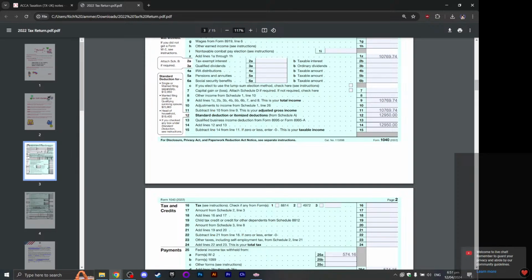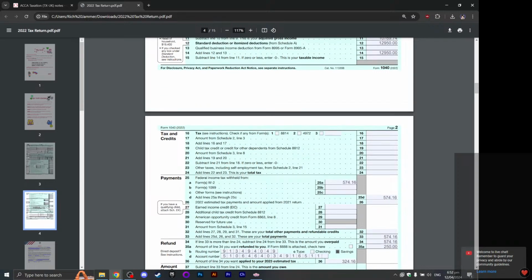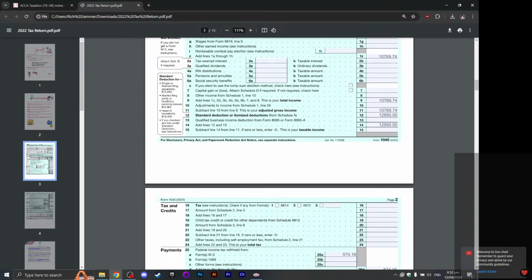Standard deduction, itemized deductions. What? Schedule A? What? What is this? Why is it 12,000? Schedule A. What? What is this amount? When did I... What? When did I... I don't understand. Why is it 12,000 here?